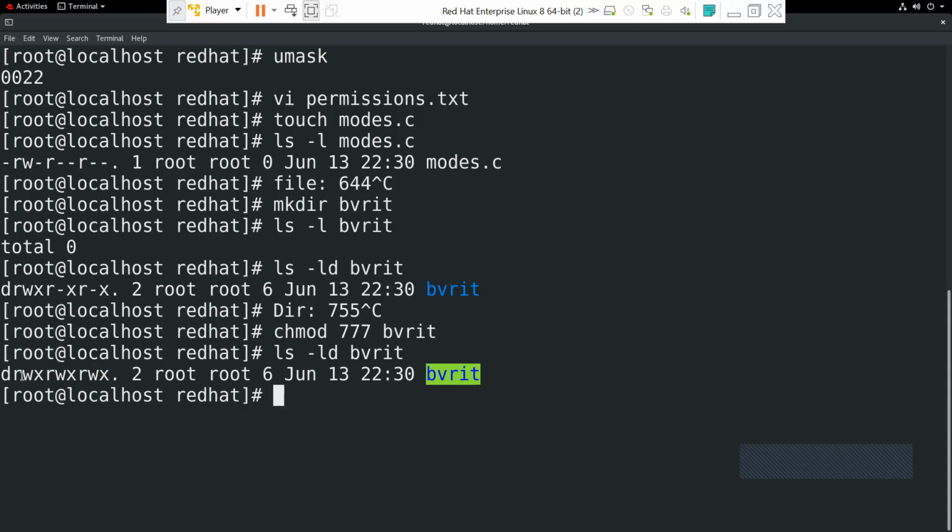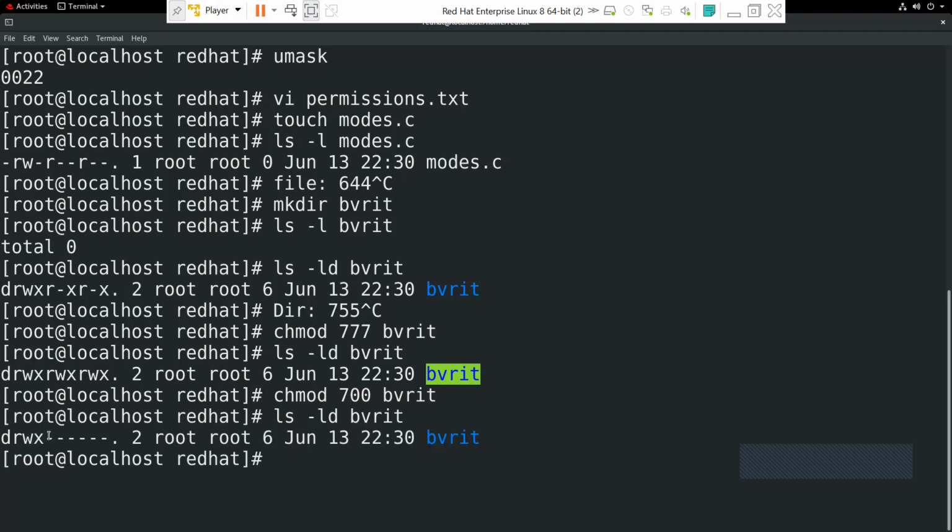Now for example, I wanted to give read and write permission for the owner, and remove the permissions for the group and others. No permissions for the group and others. No permission means 0. So here I can give it like this, chmod 700 bbrit. What will happen? 7 means full permissions, 0 means no permission for the group and no permission for the others. So you can check it, ls -ld bbrit. See, no permission for the group and no permissions for the others. Like this we can change the permissions of the file by using octal numbers.